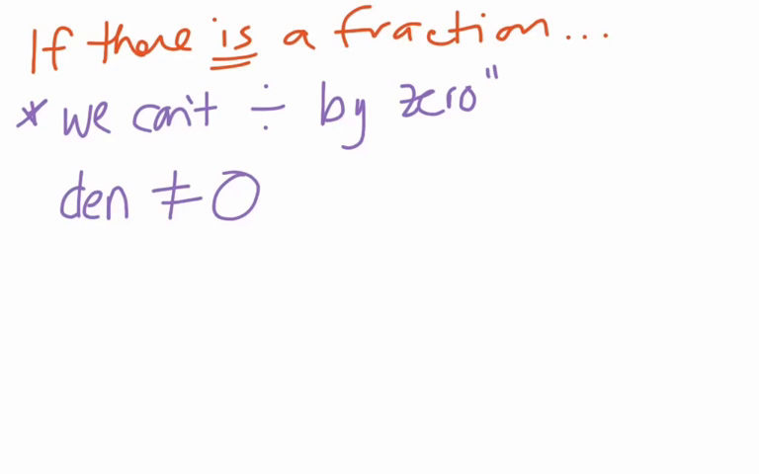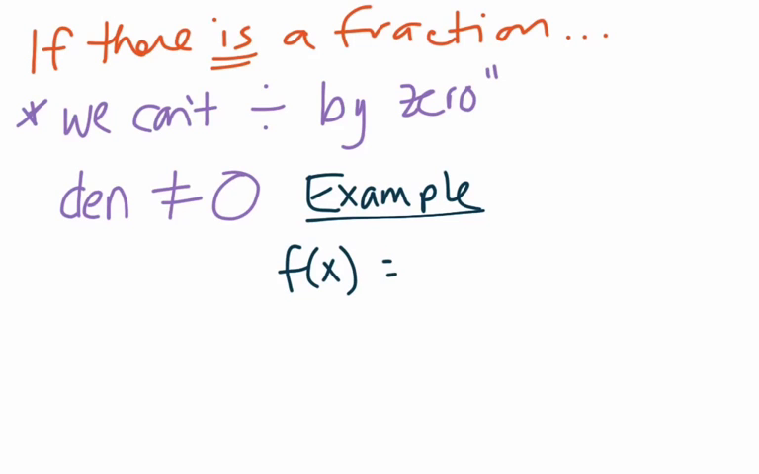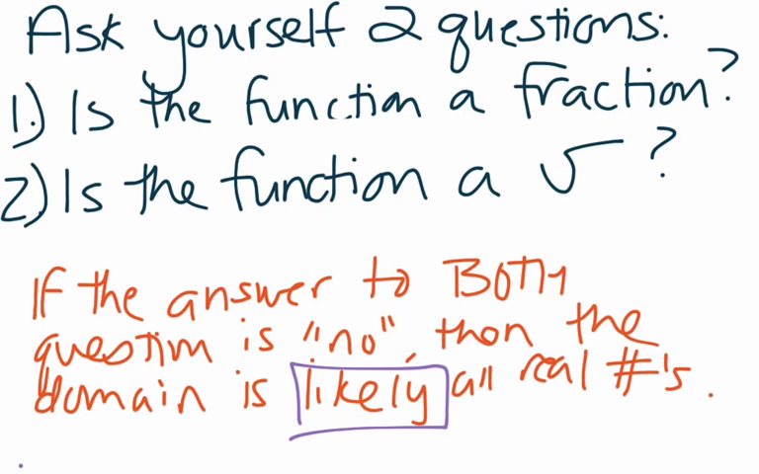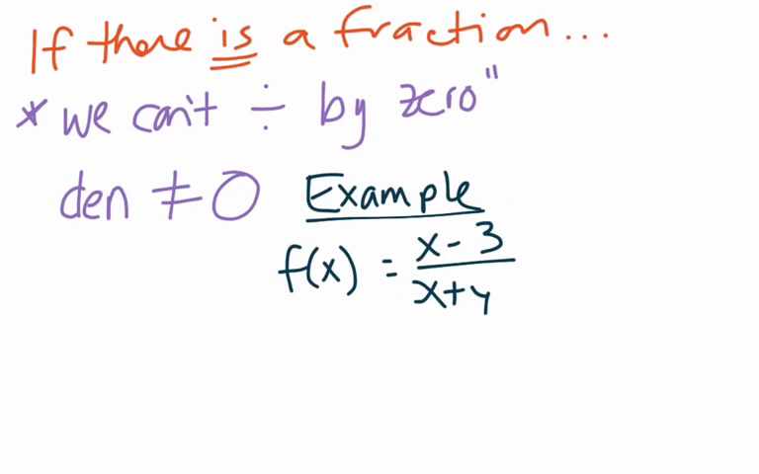Once you've got that, you've got your domain. So here's an example, so you can see how this works. If your function looks like this, x minus 3 over x plus 4, and you ask yourself the question, is the function a fraction? Yes. x minus 3 over x plus 4, that's a fraction. So now you think, we can't divide by 0. Therefore, the denominator cannot be equal to 0.